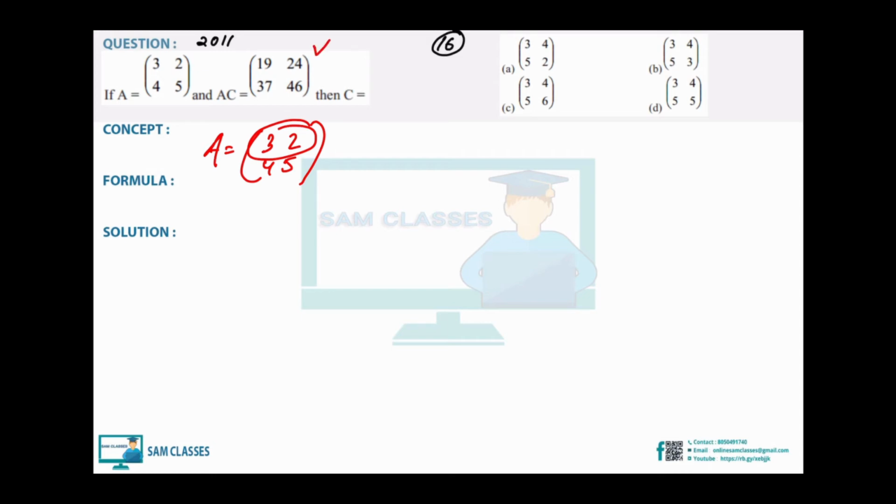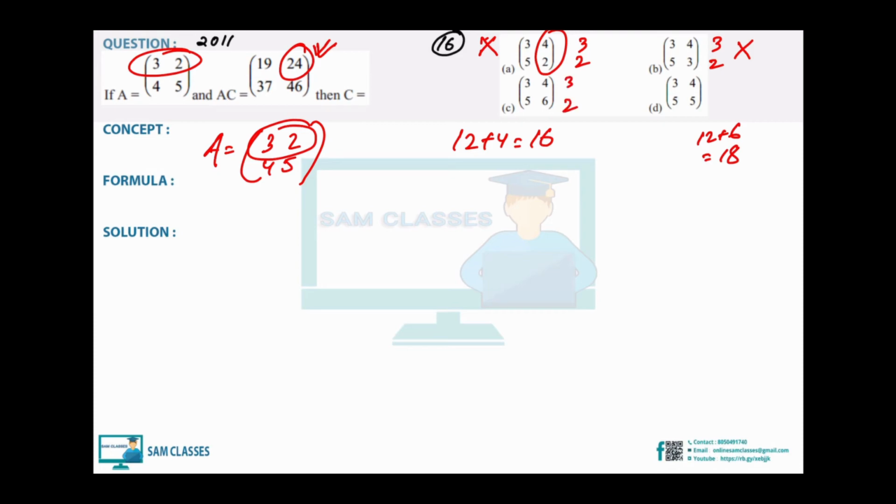So first row and second column will give me this element 24. My target is to produce that. Let's see, 3 2. So what I'll get? 12 plus 4, that is 16. So not possible. Again here 3 2. So 12 plus 6, again 18. Not possible. Again 3 2. So 12 plus 12, so 24 possible. Again 3 2, so 12 plus 10, 22 not possible. So C will be the answer.